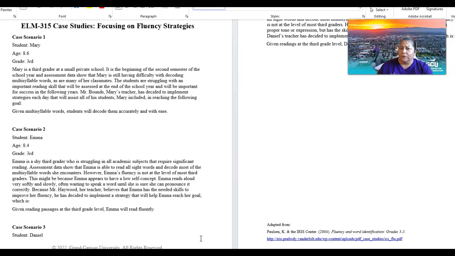This might be because Emma appears to have a low self-concept. That low self-concept will translate into low self-esteem, not very confident. Emma reads aloud very softly and slowly, often waiting to speak a word until she is sure she can pronounce it correctly. So her confidence is not there. So that's definitely going to be one of her goals, to improve her confidence to increase her reading fluency. As you can see there, the rest of the scenario lets you know that Emma has all the skills. She's just lacking in that confidence.